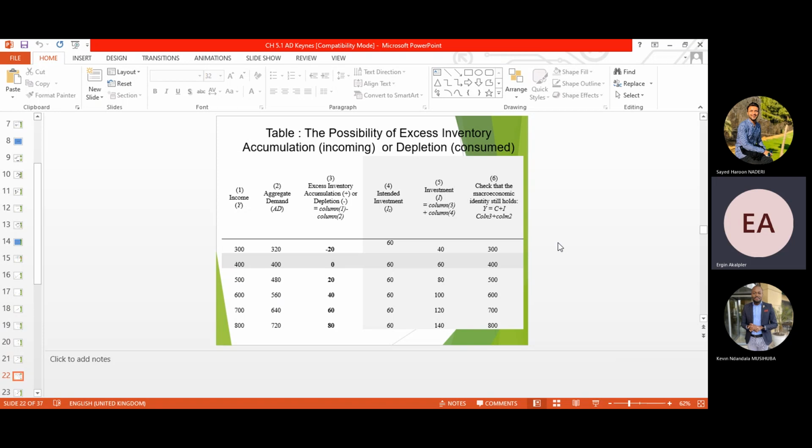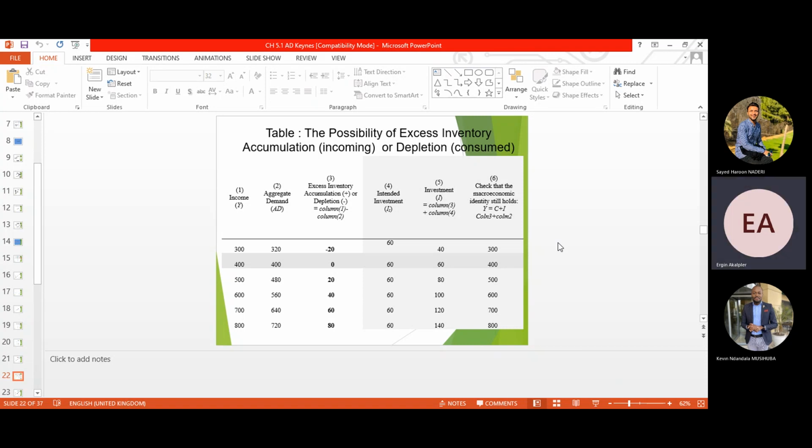The possibility of excess inventory accumulation is the income, and the depletion, so-called consumption. The income is again given here. The aggregate demand, the excess inventory accumulation is depletion. As you see, it starts from -20, goes to 0, and then it's increasing and enlarging until 18. And the intended investment is 60, as you are observing here.